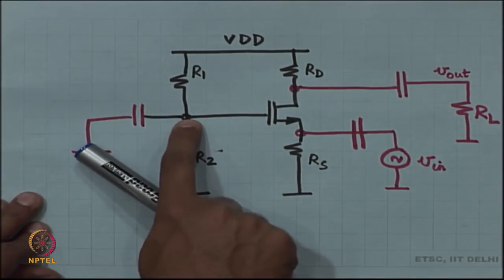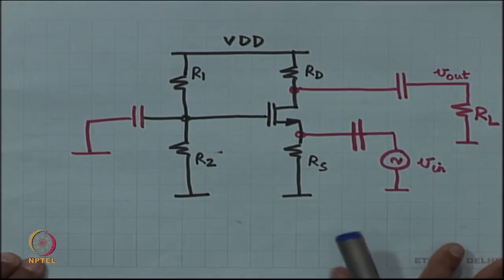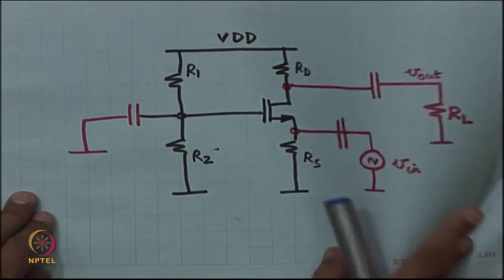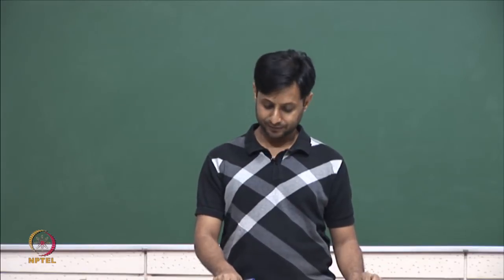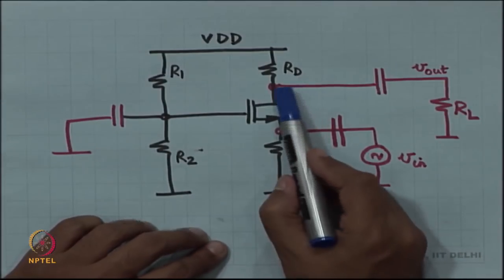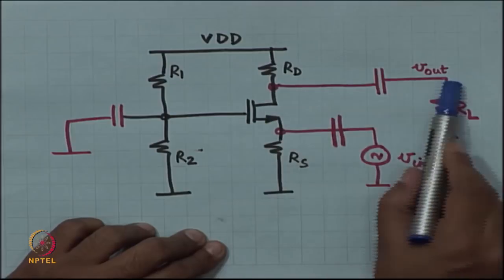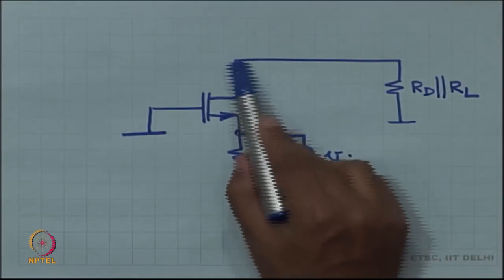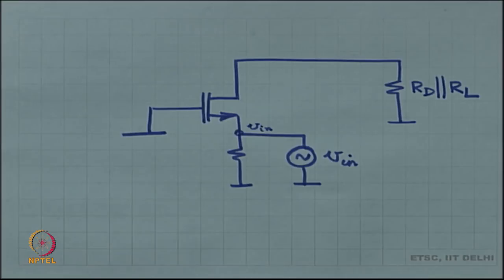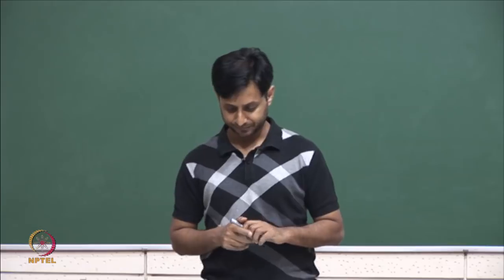At the gate I have a ground, and R1 and R2 will not conduct any current because both of their terminals are at ground. So, at the gate I have a ground in the second picture, and as far as the drain is concerned, the drain has RD to ground and RL to ground. So, it is RD in parallel with RL to ground, and that is the entire circuit. So, this is the small signal picture of the common gate circuit.